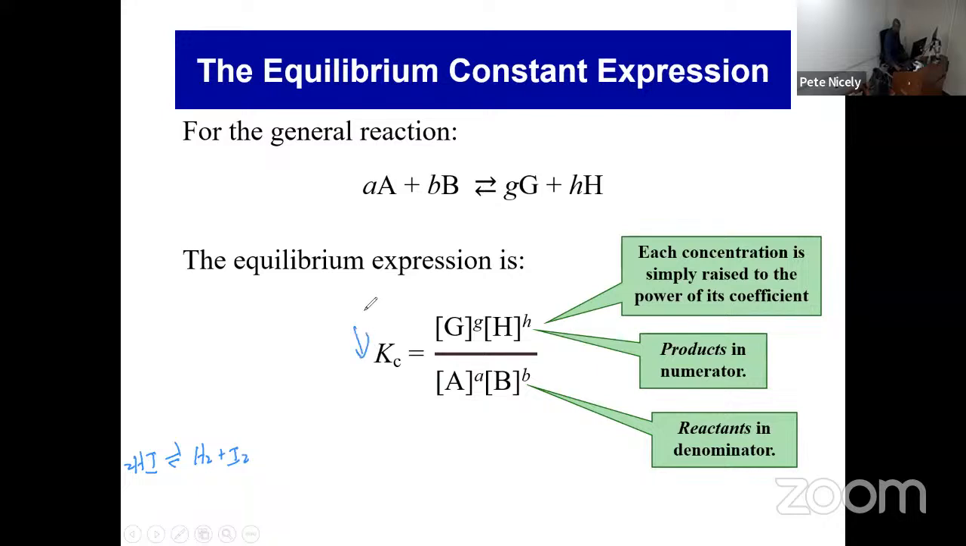So Kc, we call that the equilibrium constant. As I'm going to indicate later on, that constant will be constant when the temperature is constant. So if the temperature is constant, the Kc doesn't change. Later on, we're going to learn how temperature affects Kc, but that's for later on in this chapter. But as long as the temperature is constant, the Kc remains fixed.